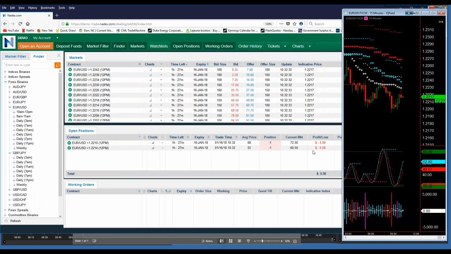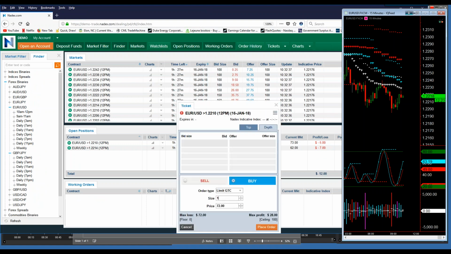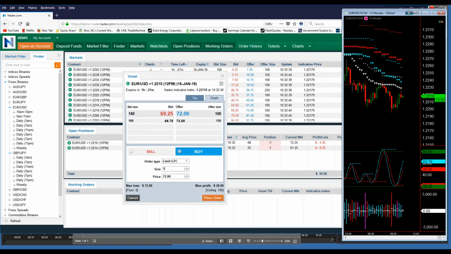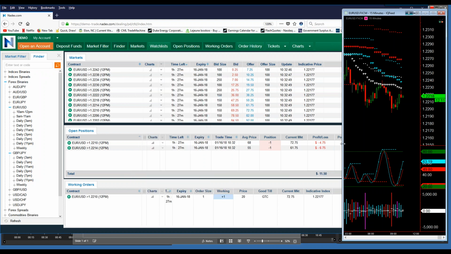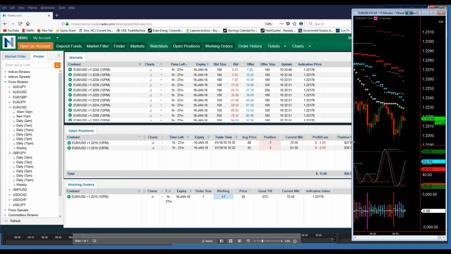Now, generally, if I'm using the out of the money, which would be the 22.10, that's a full strike out of the money. I would go in and set a profit target at either 15 or 20. Now, sometimes I'll change that depending on how the market moves.